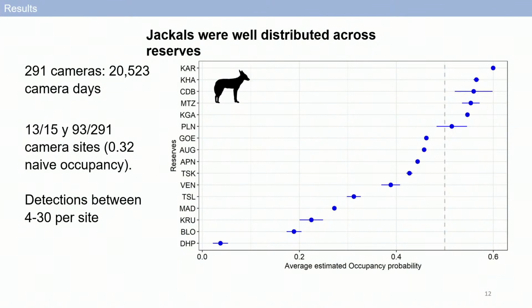Right. So what we got: jackals were well distributed across the reserves. As you can see, we had detections in 13 of the 15 reserves, but the detections varied considerably, from 4 to 30 per site. If you can see here, for example, the areas of Karoo, Kgalagadi, Mountain Zebra, and Kalahari, these are the areas where there's more probability of finding the jackal, whereas in Kruger, the probability is not very high. Is it because of the lions? Is it because of the landscape? That's one of the things that we wanted to see.